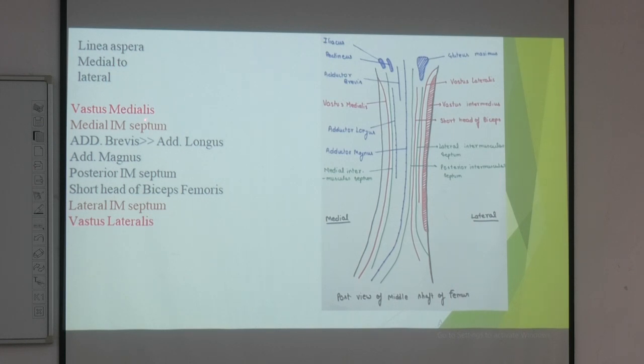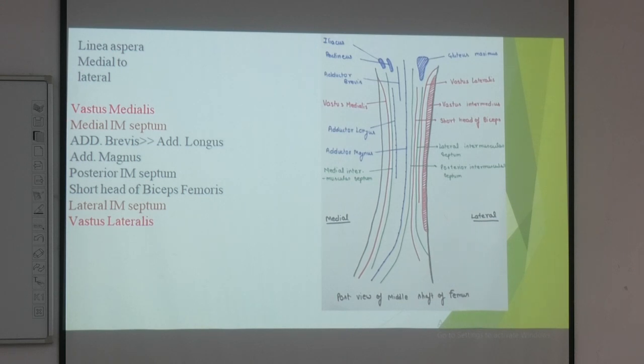So on one side of the linea aspera, the medial lip, we have a muscle known as vastus medialis. On the other side, the lateral lip, we have vastus lateralis. In between them, we have a couple of muscles attached. After the vastus medialis and before the vastus lateralis, we have to know this sequence, medial to lateral.